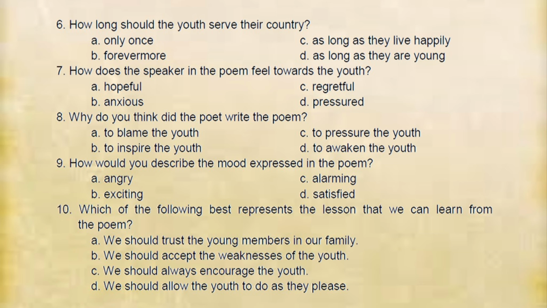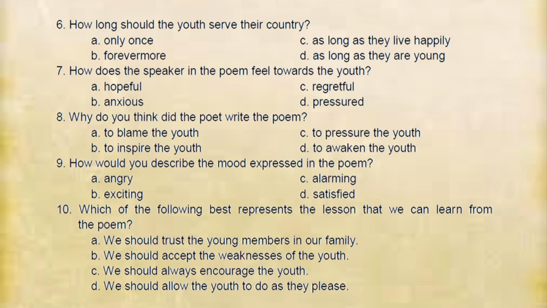7. How does the speaker in the poem feel towards the youth? A. Hopeful. B. Anxious. C. Regretful. D. Pressured. 8. Why do you think did the poet write the poem? A. To blame the youth. B. To inspire the youth. C. To pressure the youth. D. To awaken the youth.